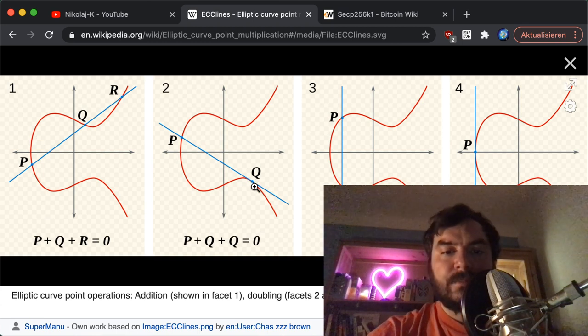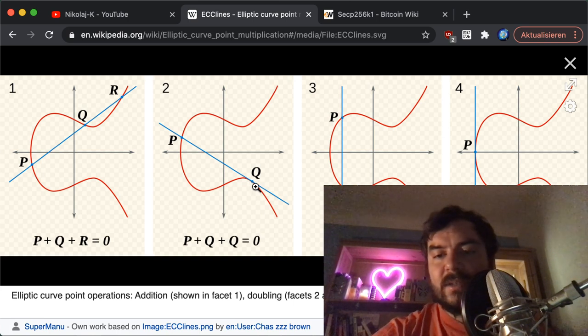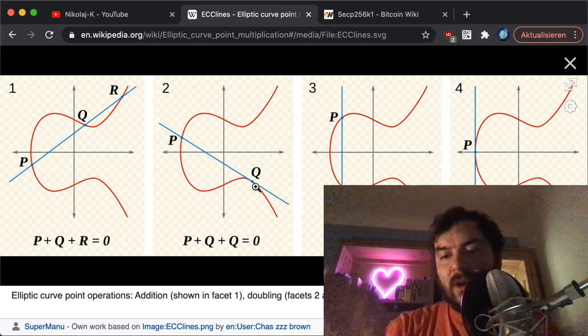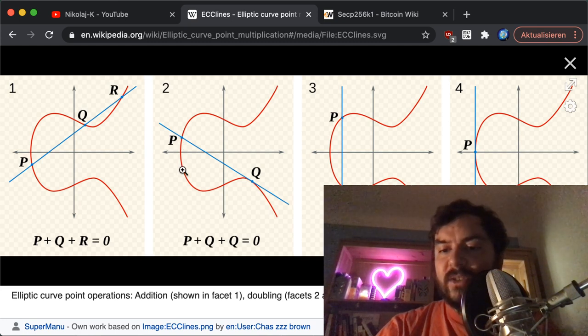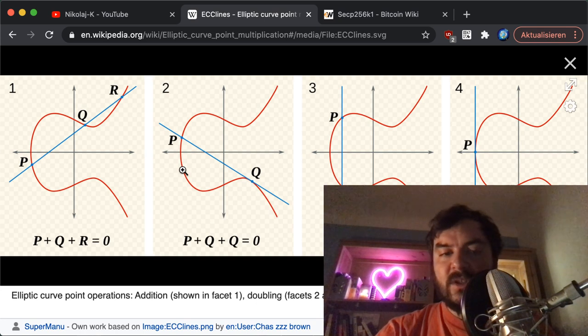So here is an example of this. Here we have Q added to itself, which means you take actually the tangent line at the point Q, and you get another intersect here at the point P, and then if you flip that down, you get the result of Q and Q, which is minus P.